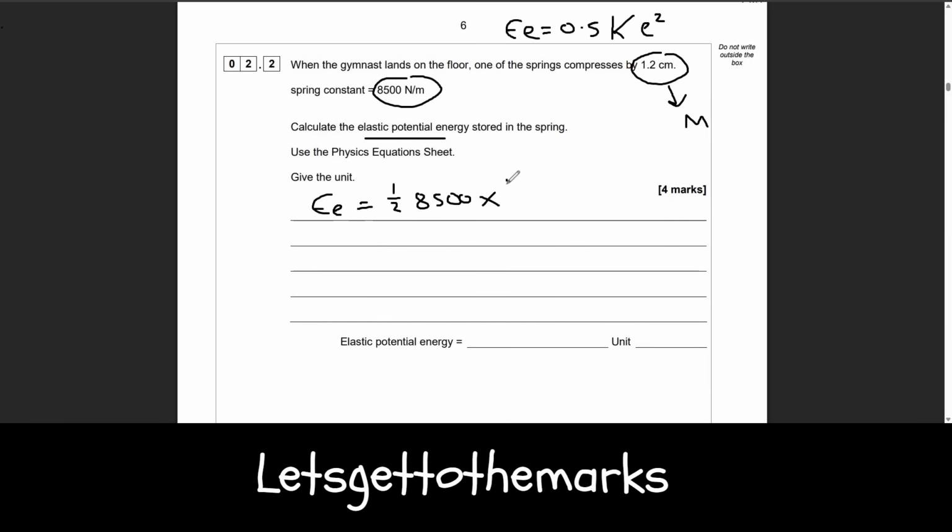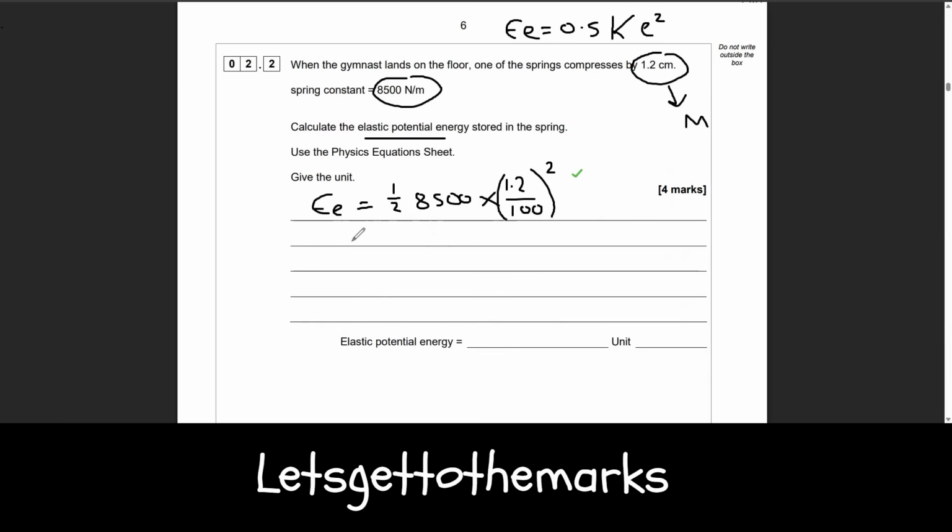So I need to turn centimeters into meters. So I'm going to do 1.2 divided by 100, because we need to put that in meters. And then we want to square that. So now what I need to do, folks, is evaluate this lovely equation. It's a little bit harder than the last one, but we've probably got a mark already for putting the numbers in.